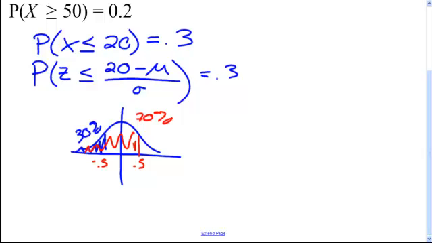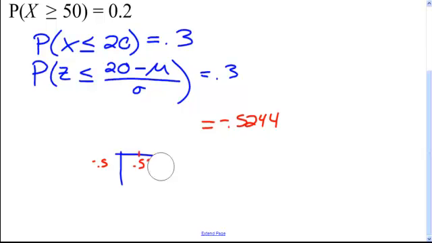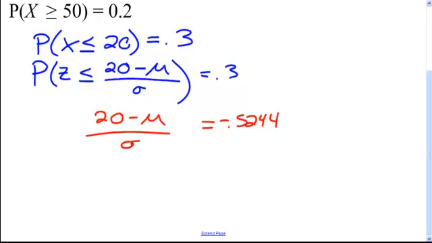So this is actually 0.5244 standard deviations above the mean. Therefore, at 30%, it's negative 0.5244. That, again, is my standard deviations, which is looking at that z-value. So I already know my z, which is 20 minus my mean divided by my standard deviation, equals negative 0.5244. So that was the first one.